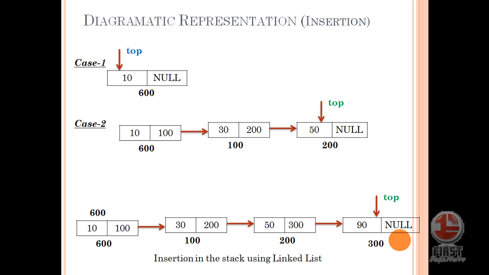Now suppose that we want to insert a new node, and the new value that we have to insert is 90. So what changes do we have to do in this diagrammatic representation? Number one, since the new node will be the topmost node now, the link field of this new node will be null. And the link field of the previous node, which was previously top node, will contain address of this new node. I hope this is clear.